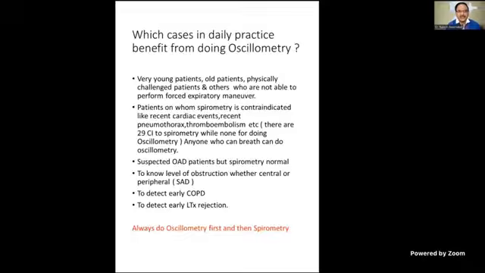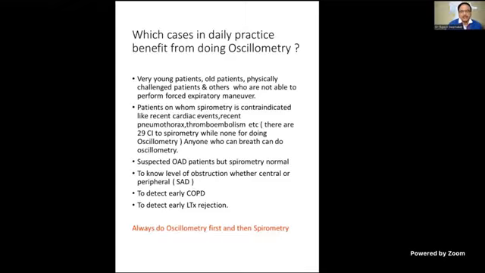And it's been said that oscillometry is now actually recognized as a tool to detect early COPD. There are studies going on to establish this fact, and there are papers now.